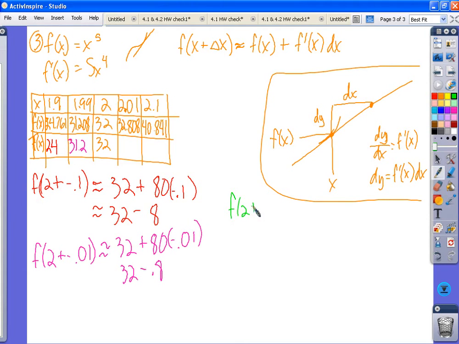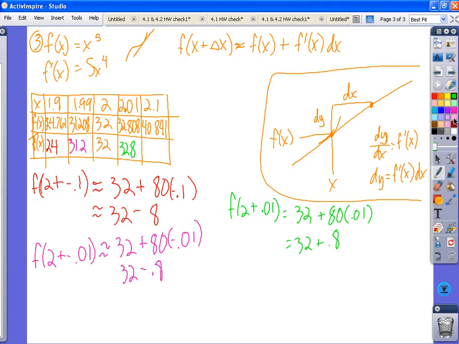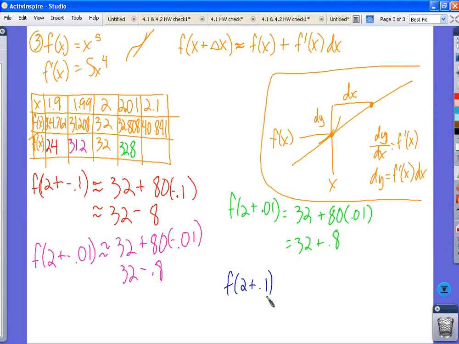Now we'll do f of 2 plus 0.01. 32 plus 80 times 0.01. 32 plus 0.8. 32.8. F of 2 plus 0.1, that's a bigger delta x. It's going to be 32 plus 80 times 0.1. 32 plus 8. So now we're off by 841 thousandths.